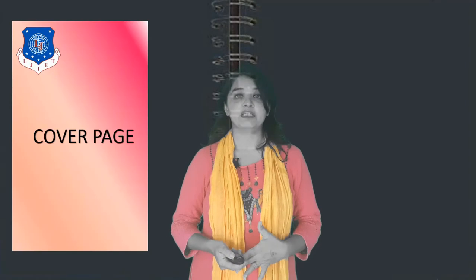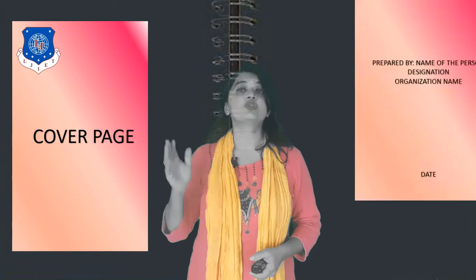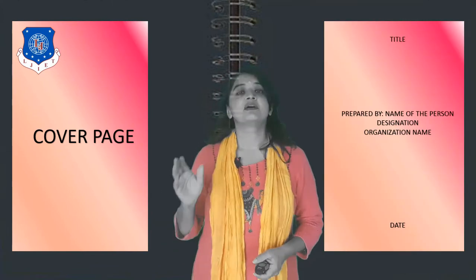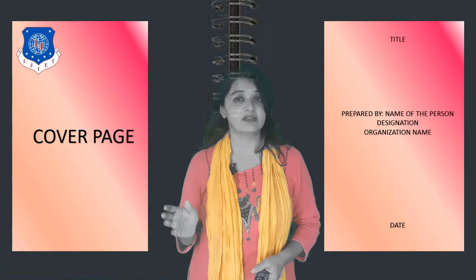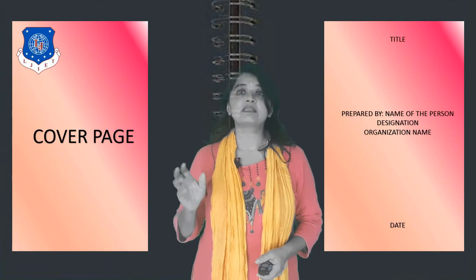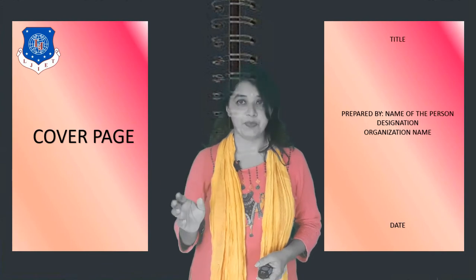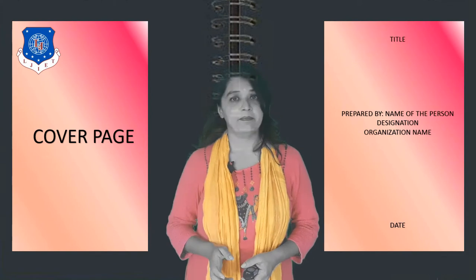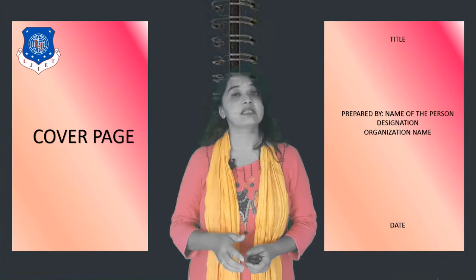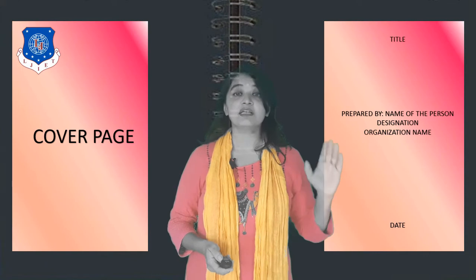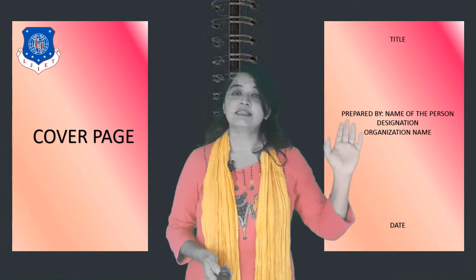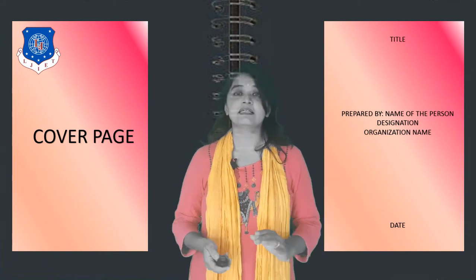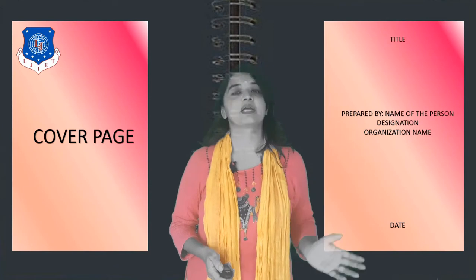Now the first page of a manuscript report is a cover page. Now how does the cover page look like? As you can see, the cover page has the title of your report. It has the name of the person who has prepared it, the designation, the purpose and the organization name. It also has the date on it. But everything is justified centrally and it is in the center of the page as you can see.